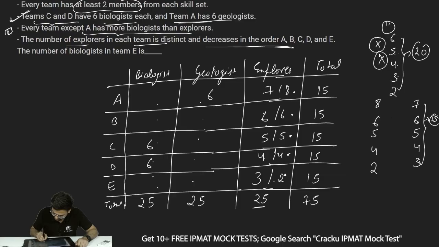Now this is 6 and 7, 13. So this will be either 2 or 1. This should be either 2 or 1. 1 plus 6 plus 8 will be 15, or 2 plus 6 plus 7 will be 15.